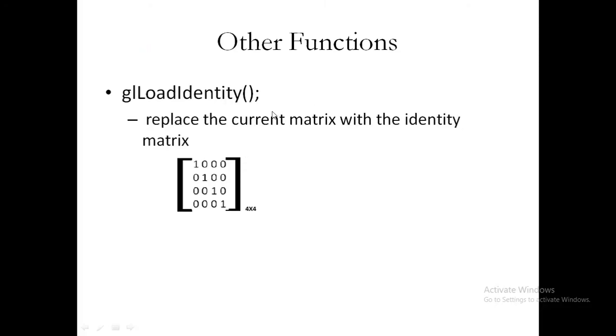One more function we are using is glLoadIdentity. This just replaces your current matrix with the identity matrix. Students know the identity matrix: the diagonal is 1. This will be multiplied with the projection matrix.